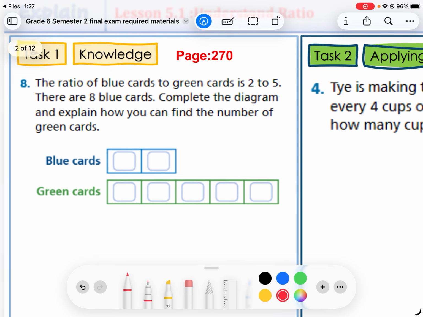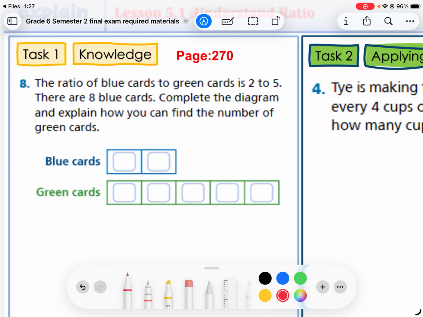Now coming to the third part, how we create a proportion to help us solve any ratio word problem.